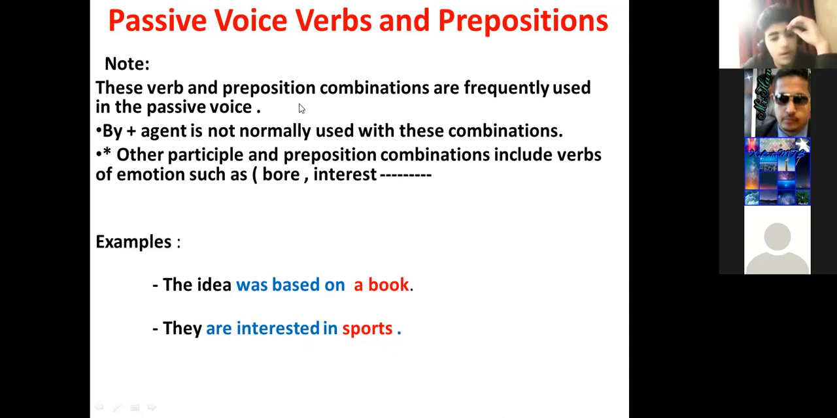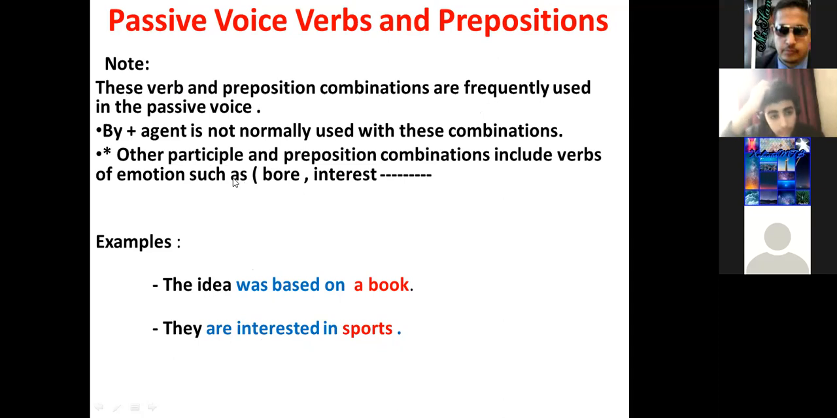These verbs and prepositions combinations, based on, interested in, composed of, made of, we'll see together this list of verbs that are frequently used in the passive voice. By plus agent is not normally used with this combination. So I can't add by. It's not normal to add by here. Am I right?